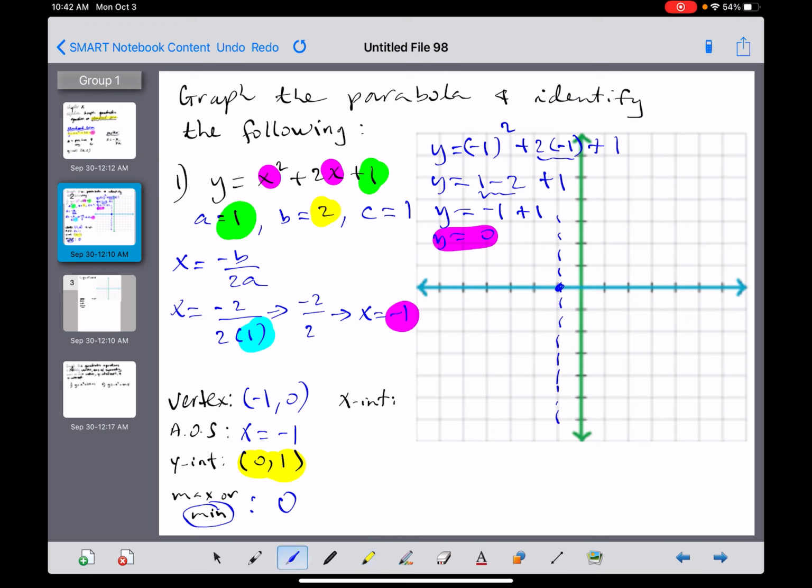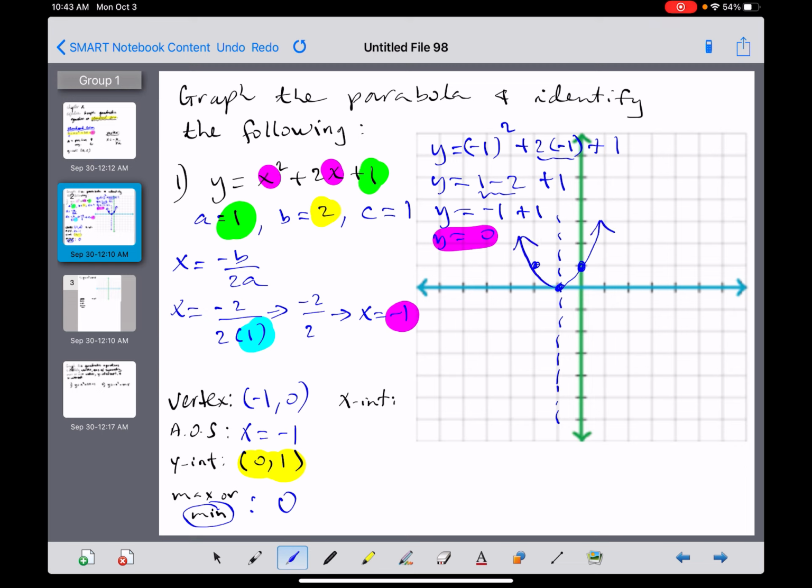Sometimes the y-intercept could be out of the boundary because, say, your graph is 8 by 8, so you can't graph a y-intercept of 0, comma 56. If my y-intercept is within the boundary, I use it. If it's not, then I randomly pick a point and graph it. Since my y-intercept is within the boundary, I'm going to use it. 0, comma 1 is right here. Reflect to the other side, and you have a parabola.